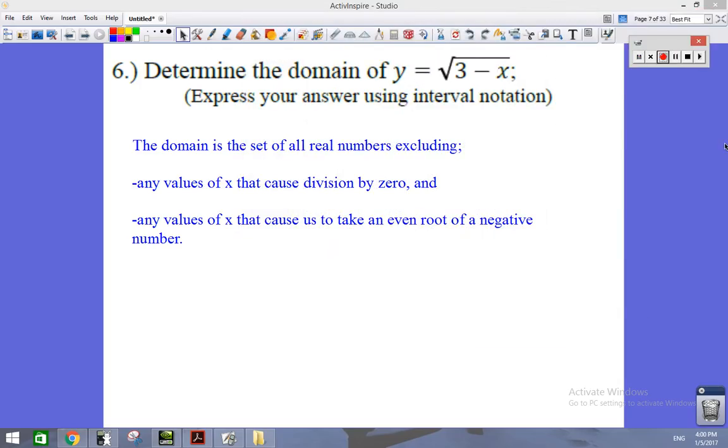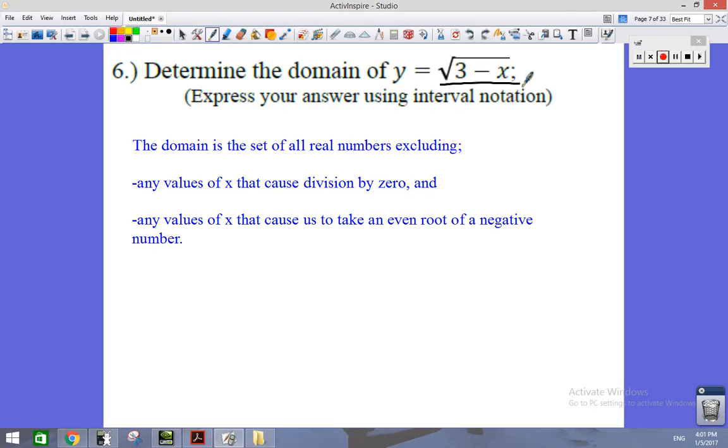All right, so let's take a look at another problem where we're finding the domain. We're given this radical square root function and asked to find the domain. Anytime we're given an equation, we start out in the exact same way every time. The domain is the set of all real numbers, excluding any values that would cause division by zero.